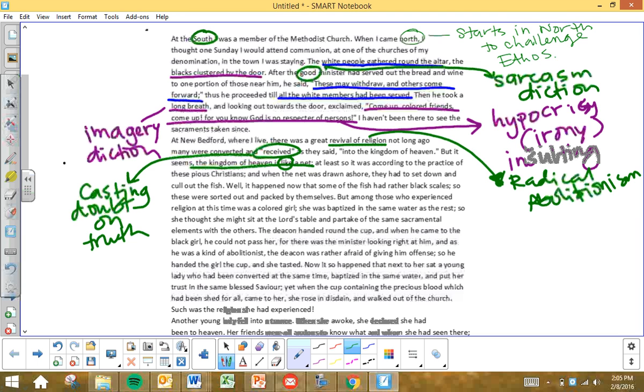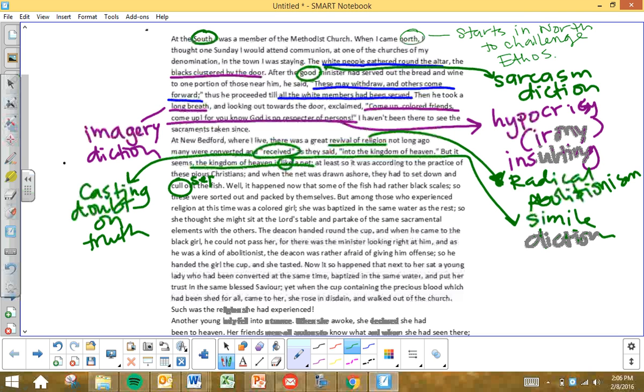And then what does it do? What does it do? Similarly, when we choose our very transformation, you should have a comparison, at least to the practice of these pious Christians. And when the net was drawn, we pull it out and pull out the catch.